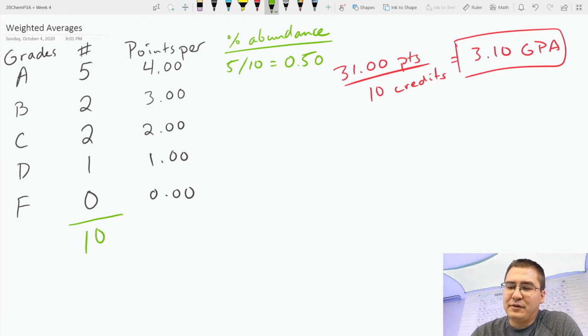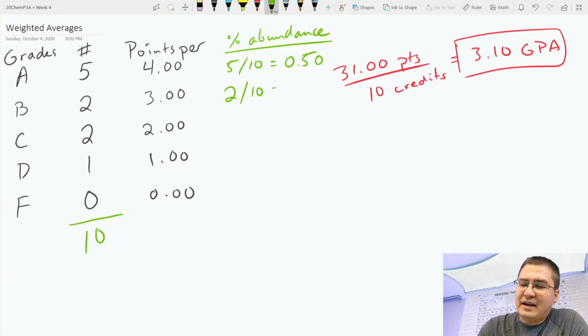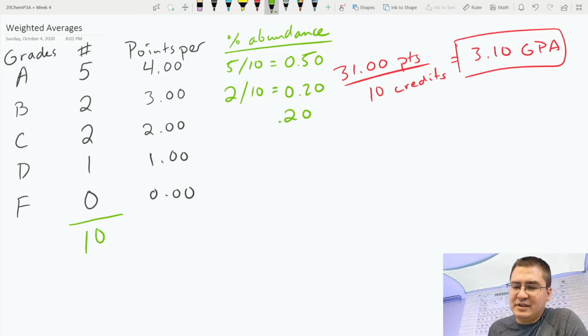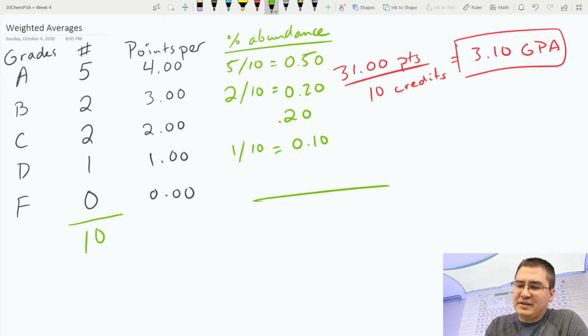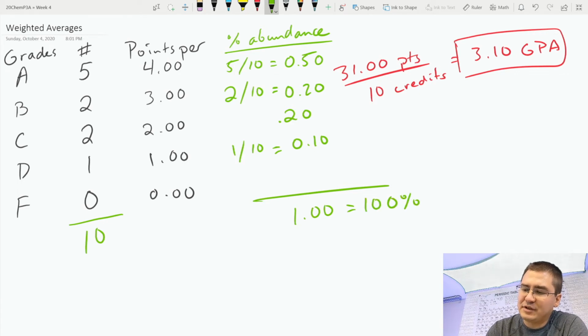Same thing, they'd say 2 out of 10 classes, or 20%, you got B's. That's the same for C's. And 1 out of 10 is 10%. And then the other one is 0%. If you notice, you add up all the percentages, 50%, 20%, 20%, 10%, and of course it's got to add up to 100%. That's all 100% of your 10 classes, just written as percent abundances: 0.5, 0.2, 0.2, and 0.1. Nothing special there.